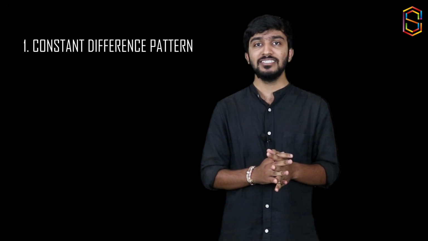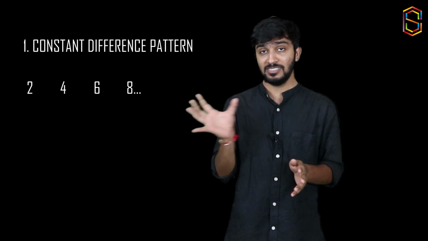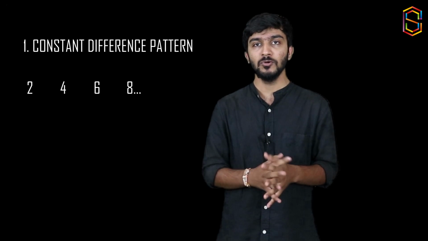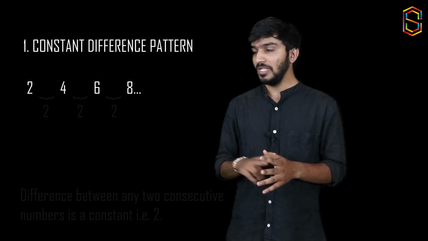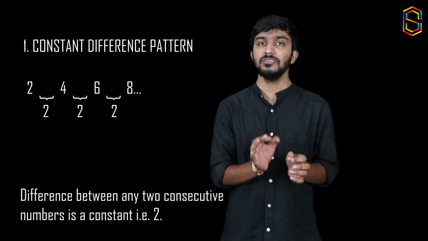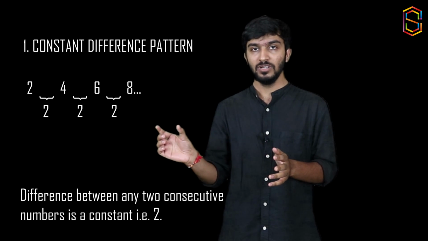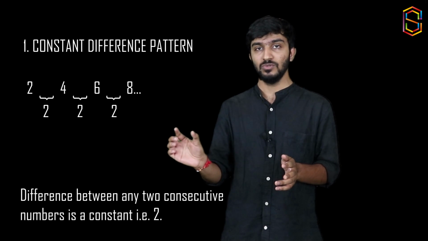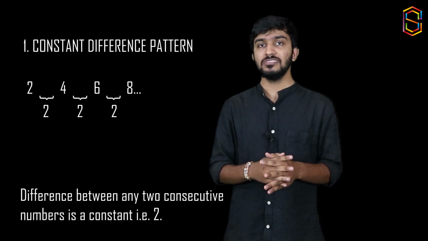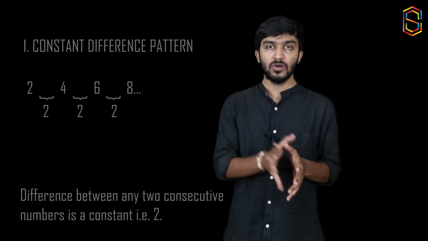For example, let's take the series 2, 4, 6, 8 and so on. The same series we encountered in the last video. Now the difference between any two consecutive numbers in this series is constant, that is 2. The difference between 2 and 4 is 2. The difference between 6 and 4 is 2. So the difference that we see between any two consecutive numbers in this particular series is constant.